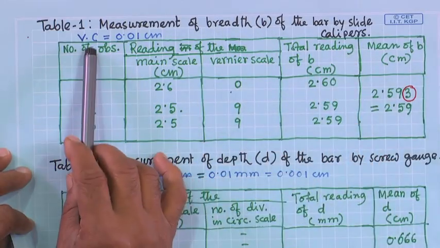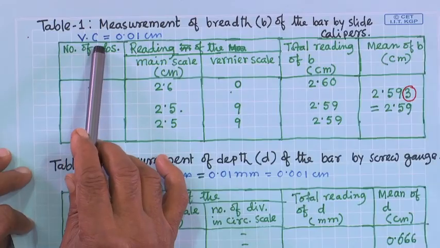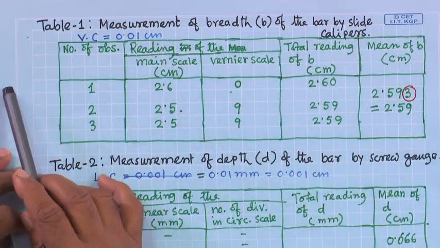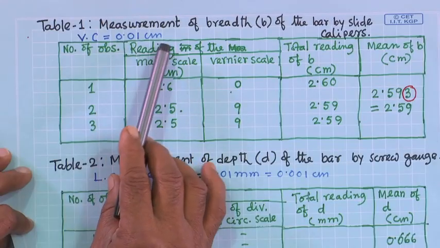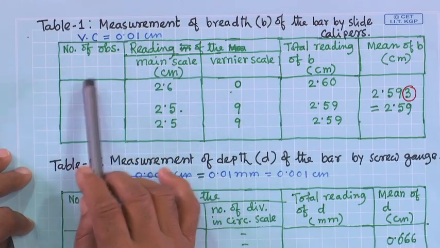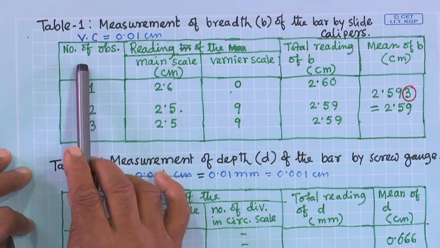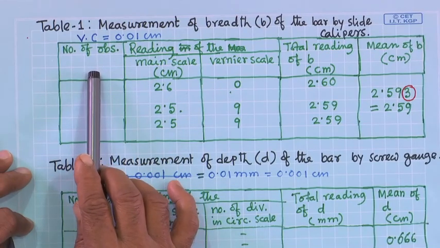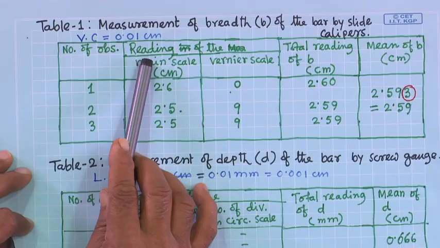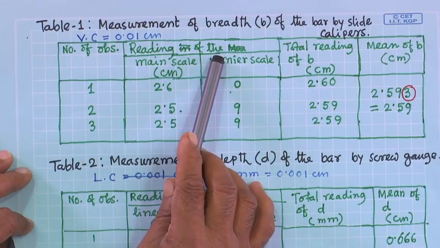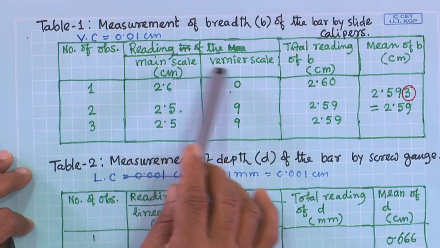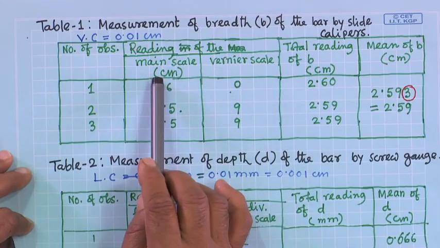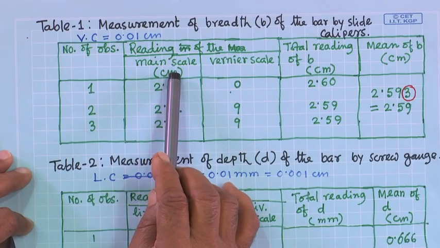So, on the top of the table you should write the vernier constant for this slide calipers. We have already calculated it, and it is 0.01 centimeter. Then the table should be made like this: number of observation, reading of the main scale and vernier scale. Here I have written the unit in bracket.